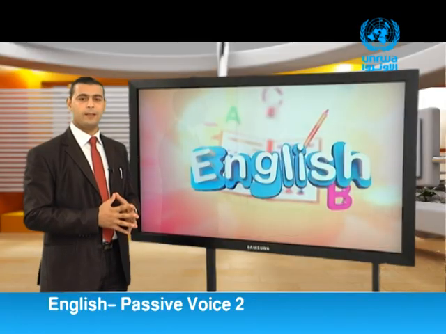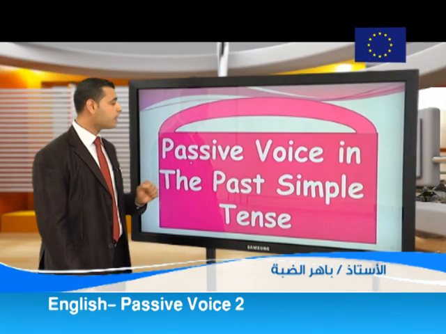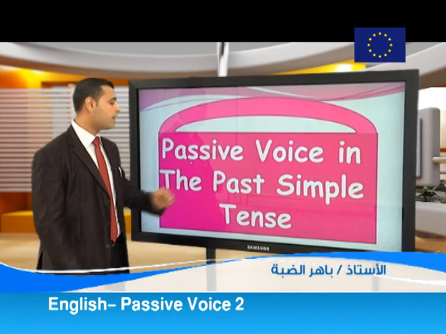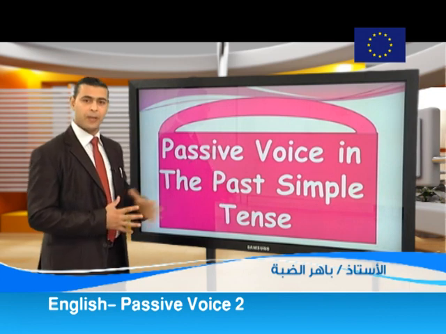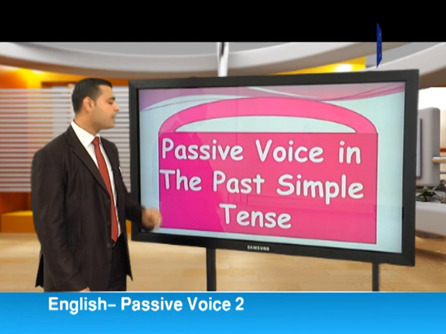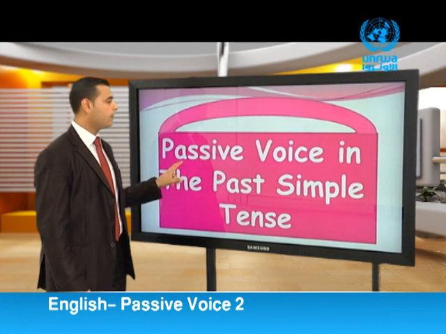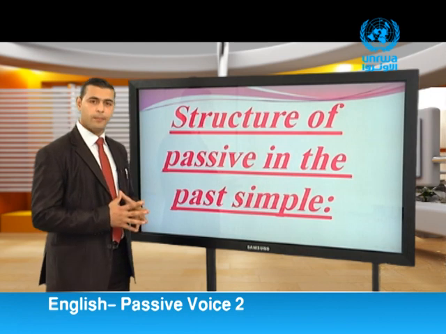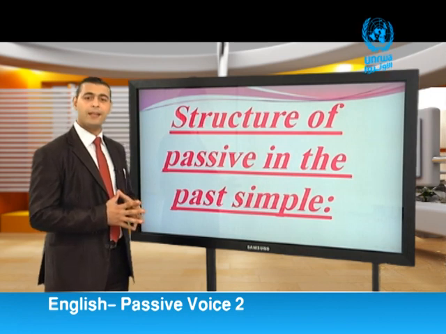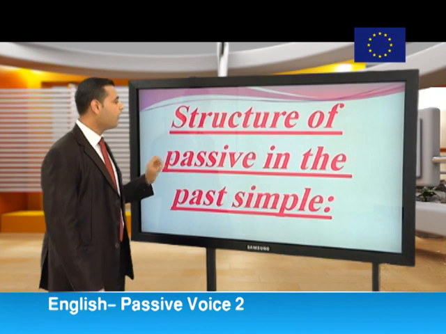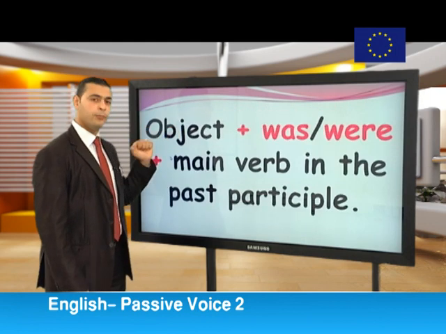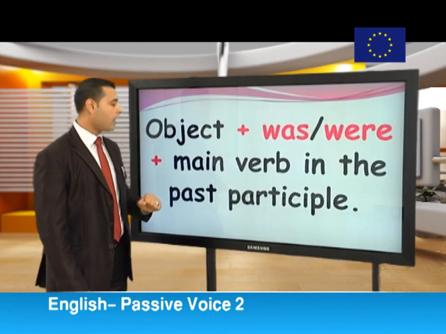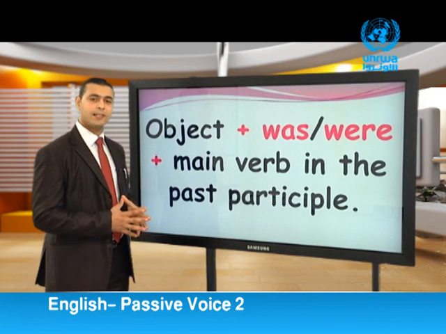Welcome back. Dear students, let's start our lesson for today, which is passive voice in the past simple tense. The first part we have is passive voice in the past simple tense. Okay, the structure of the passive voice in the past simple. Look here, we have the object plus was or were plus main verb in the past participle.